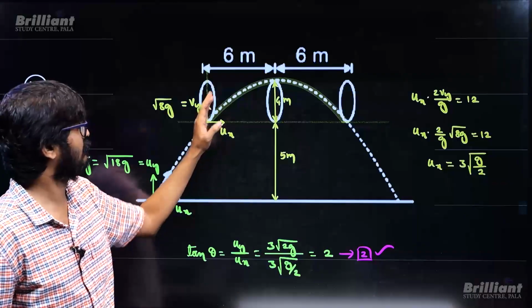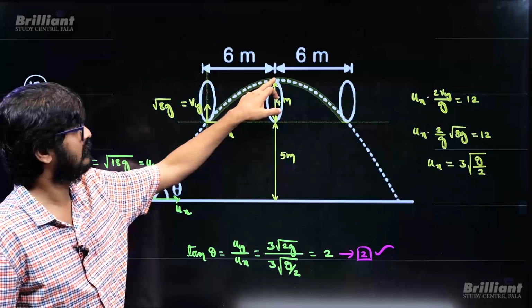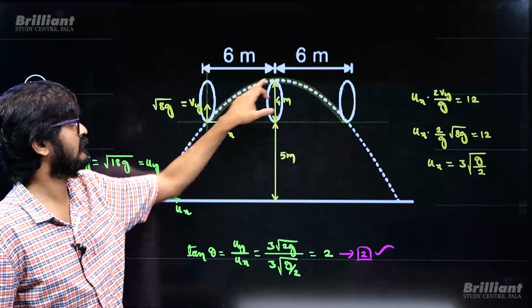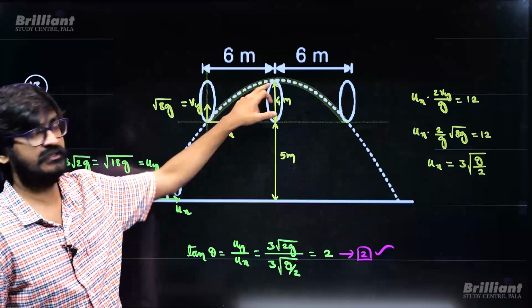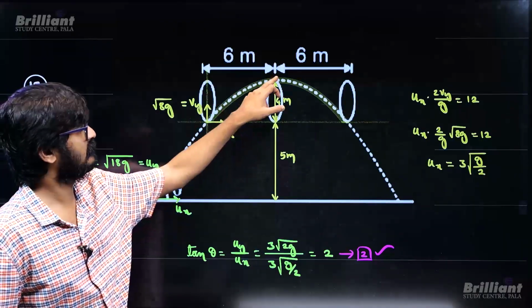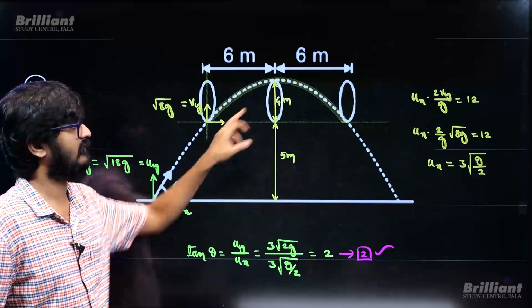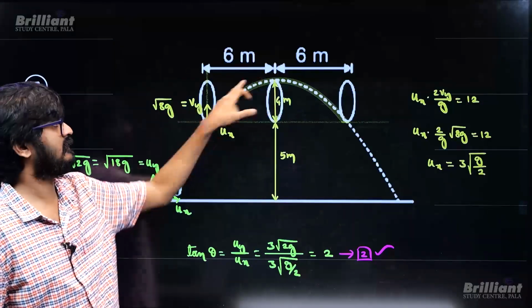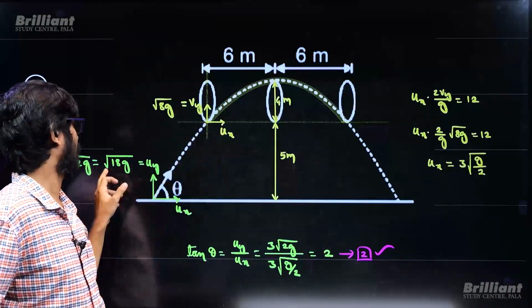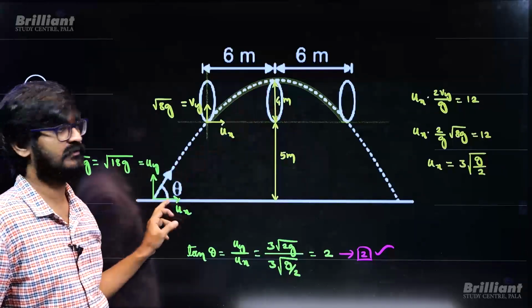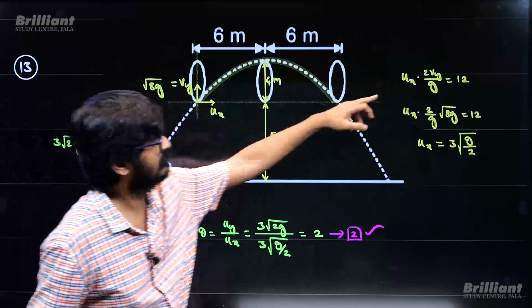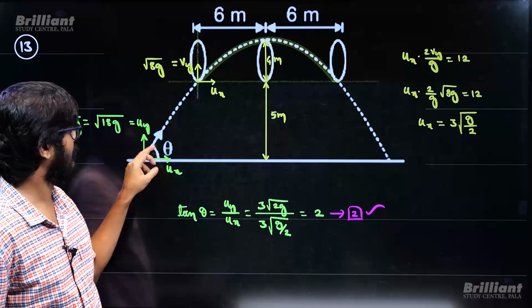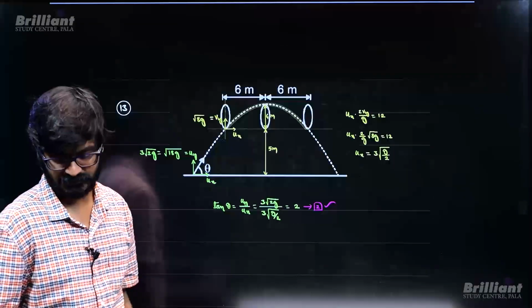Now if I want to find this vy, velocity along the y-axis, what can I do? I can use v square minus u square equal to 2as between these 2 points along the vertical direction. This distance is 9, right? So I will get this velocity. Now once I get vy, I can substitute it here and I will get ux. So once I get ux, I know ux, I know uy. So tan theta will be uy by ux, which is 2, right?